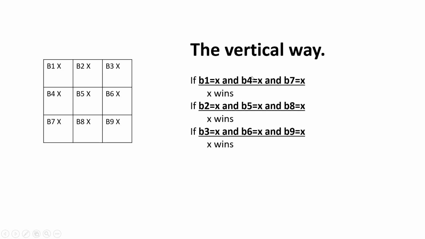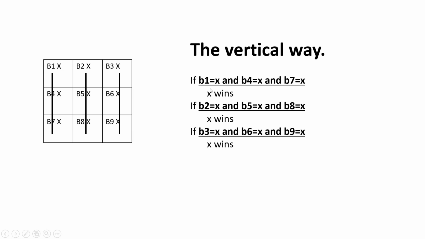Now we have the vertical way. In this vertical way, we have 1, 4, and 7. If we have these three boxes as X, then we are going to display that X wins. The same goes for 2, 5, 8. If 2, 5, and 8 are X, then X wins. And the same goes for B3, B6, and B9. If B3, B6, and B9 are X, then X wins. So B1, B4, B7, B2, B5, B8, B3, B6, and B9 are in vertical ways, so we can name it the vertical way.